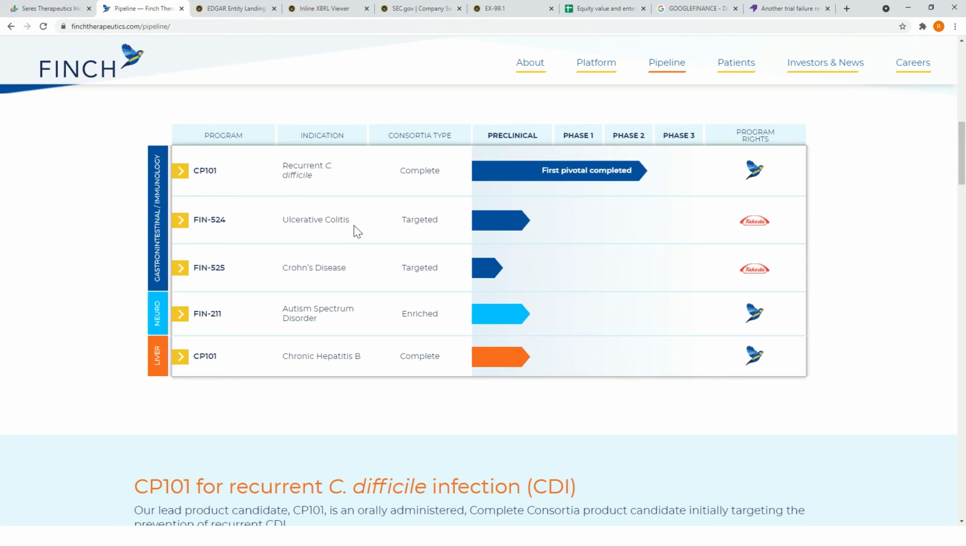They also have the second program in ulcerative colitis, which is Seres's second program also, and this is another earlier stage program. It's just preclinical stage for this asset, and then they have a couple other preclinical assets in different indications as well. So this is a fairly good comp. Same therapeutic modality, same stage, and their two primary indications are the same.